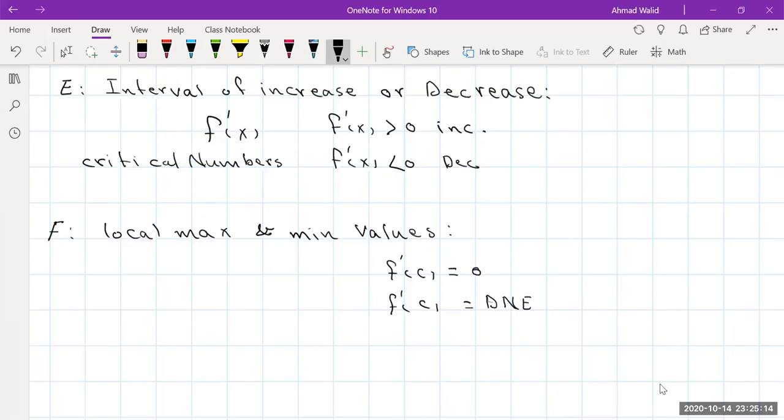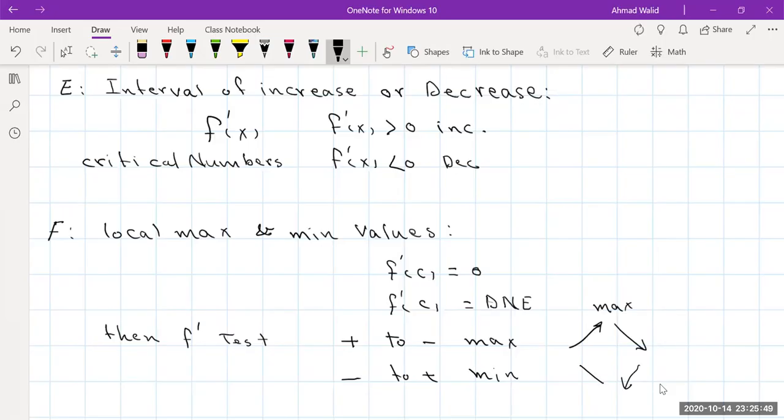Now, do the f prime test. What was the f prime test? In an f prime test, you were looking at this. If you are going from positive to negative, you have a max, right? Like this. From increasing to decreasing, here you have a max point. And if you are going from negative to positive, you have a min. Like this, right? Here you have a min.